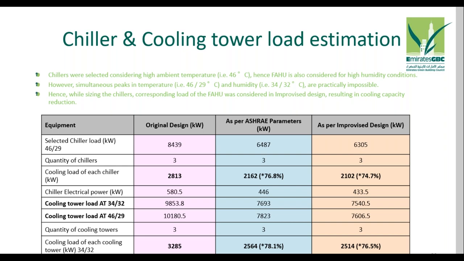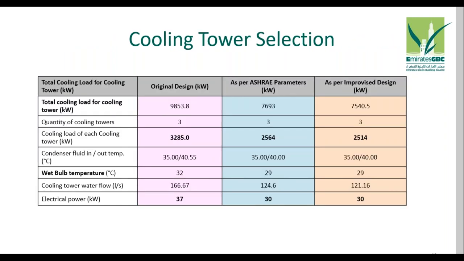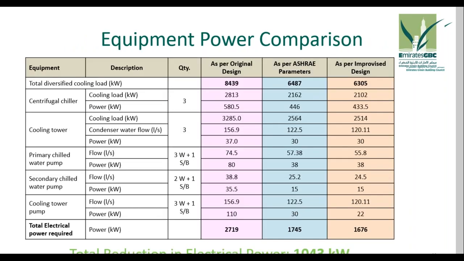This further optimizes chiller selection, cooling tower selection, pumps, everything gets down to a level and the design gets optimized. Everything at the end of the day boils down to the energy consumption. So the energy consumption of these parameters were further mapped on the table. These are the parameters. The original load 8400 diversified against 6300, applying the EER of 90.1, the cooling load power for the chiller, centrifugal chiller, was 580. In the improvised case, it turned out to be 433.